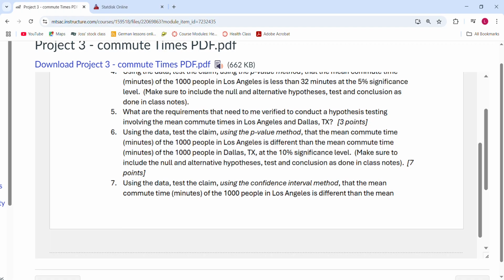I want you to realize too that you need to not just run the test, but you also need to state, as it says in here, make sure to include both the null and alternative hypotheses. The test is going to be where we compare our p-value to alpha and determine if you are going to reject your null or fail to reject your null. And then you also need to write your conclusion as done in our course. So make sure you go back and look at Chapter 9 notes for number 4 and 6.